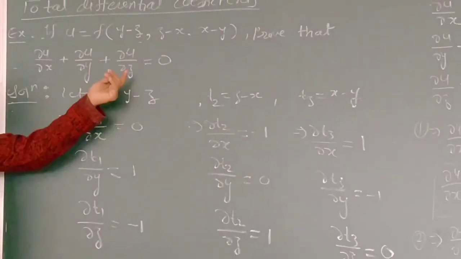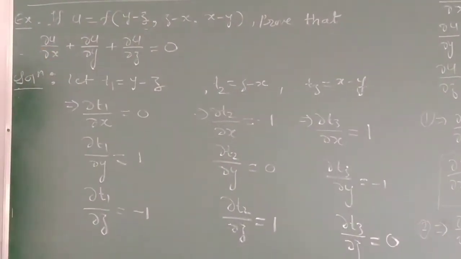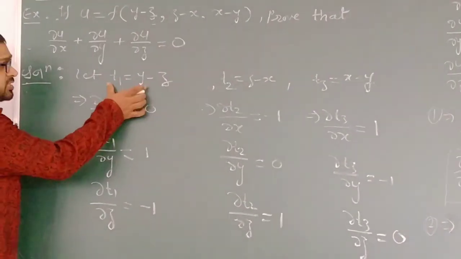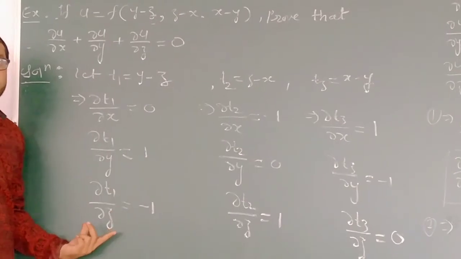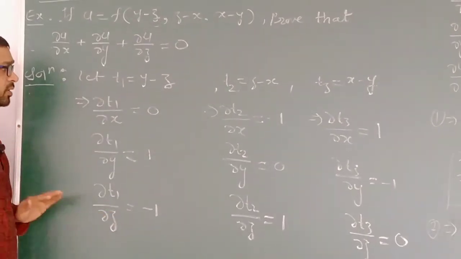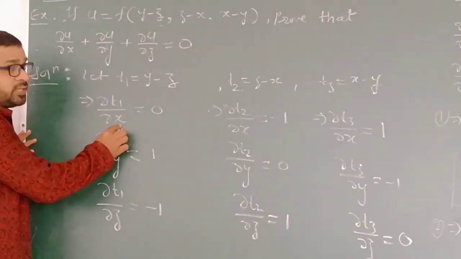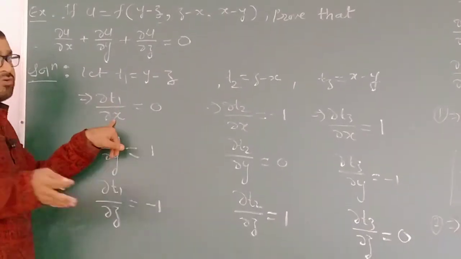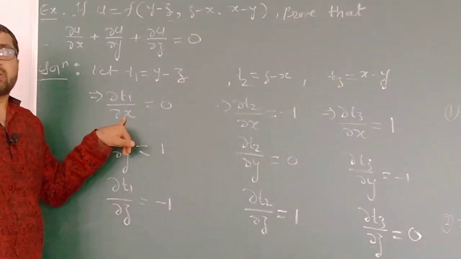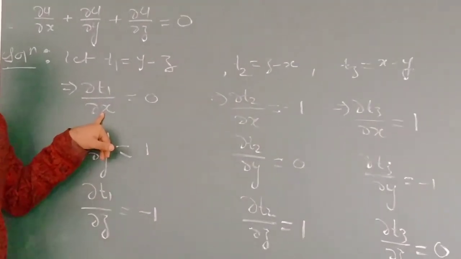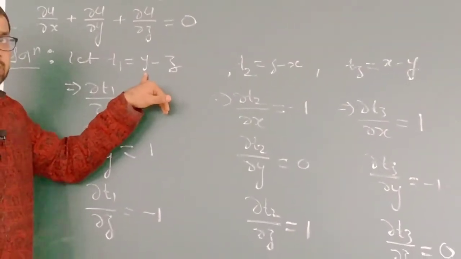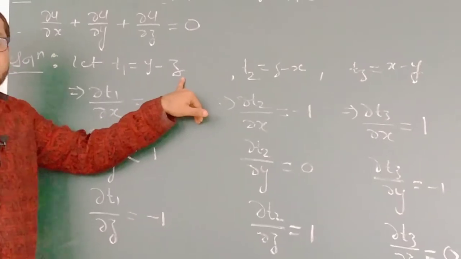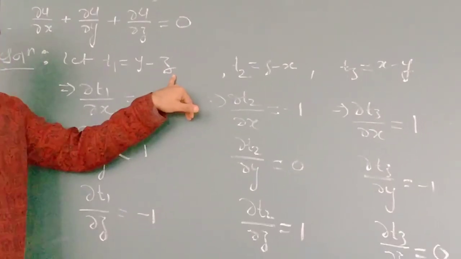We have to find these partial derivatives. For that, first of all, I differentiate t1 with respect to x, then with respect to y, then with respect to z. These three quantities we calculate. So differentiating t1 partially with respect to x, the other variables are treated as constant. That means y and z stay constant, so the derivative of y will be 0, the derivative of z will again be 0, because we are differentiating with respect to x.